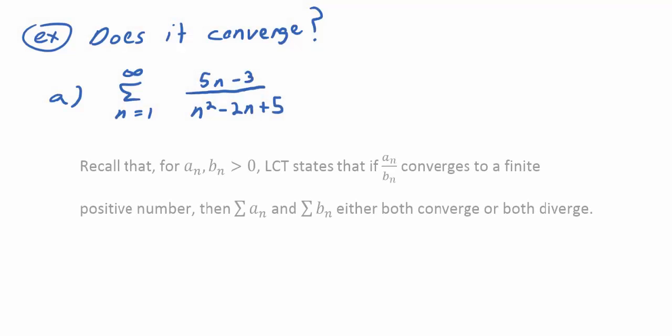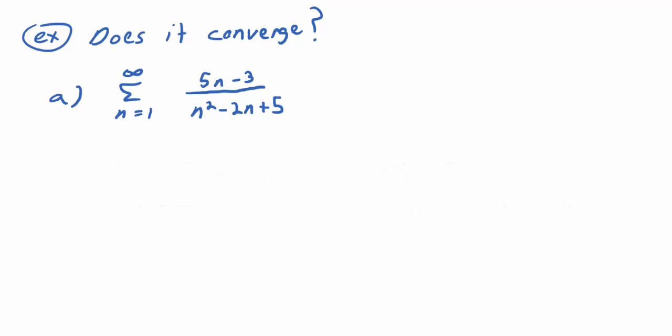Does it converge? So you can pretend like you're given a sub n every time, the sum of the a sub n every time. It's your job to find b sub n. And the trick is this. So we'll assume a sub n is equal to 5n minus 3 over n squared minus 2n plus 5.